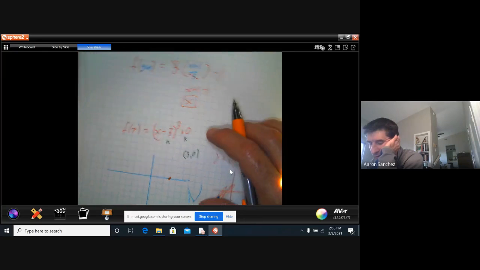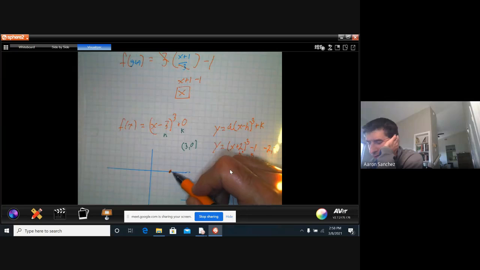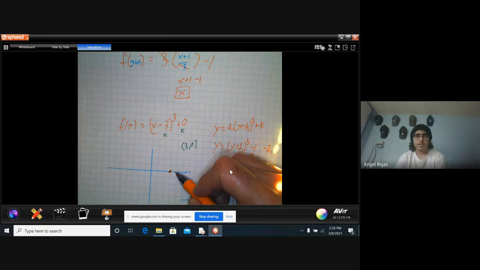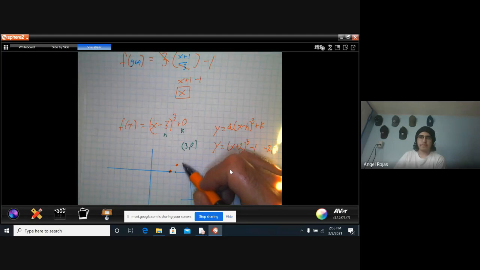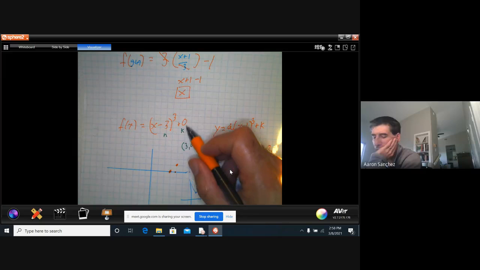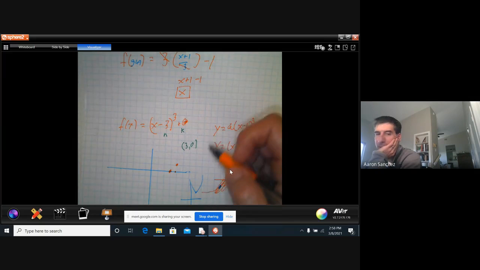So if I go over 1 from here, what's 1 cubed? 1. So it means I go up 1. Now start back here. Let's go over 2. What is 2 cubed? 8. So that means I go up how much? No, you go up 8. It's going to be 8.